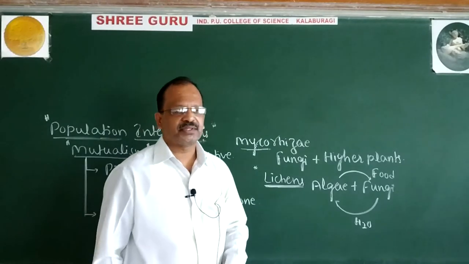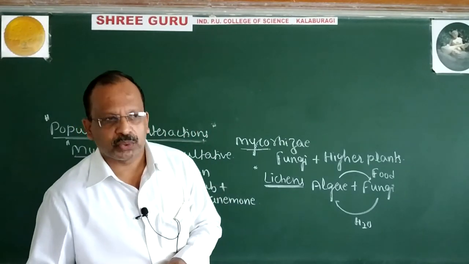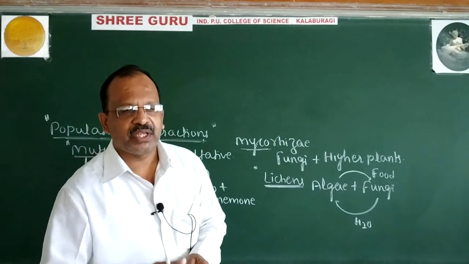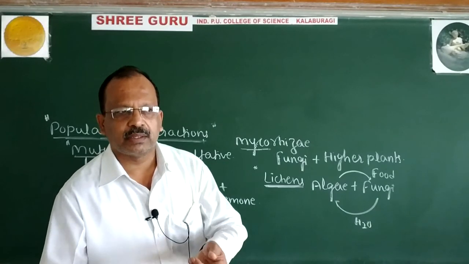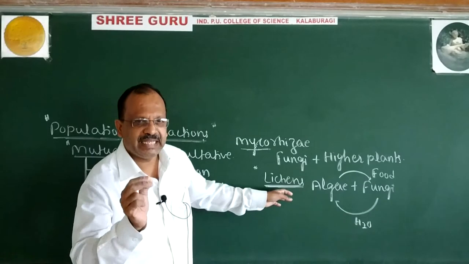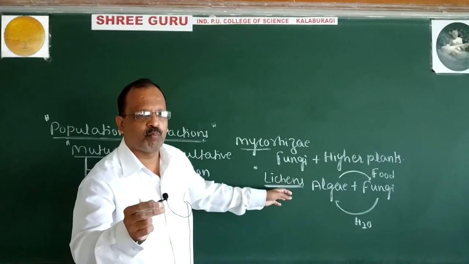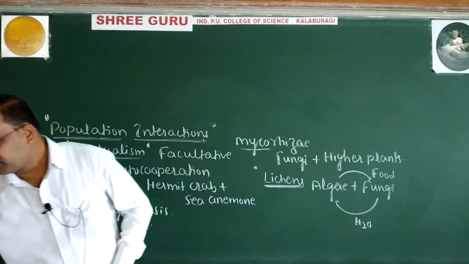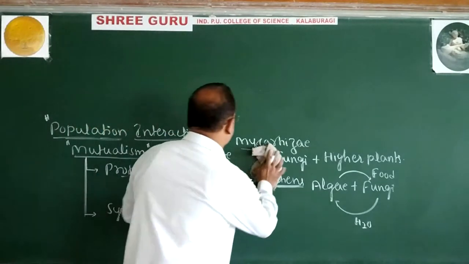Lichens are sensitive to air pollution. Therefore, they are not noticed in the cities. Or in other words, lichens are the indicators of air pollution. Now look over a few more examples.